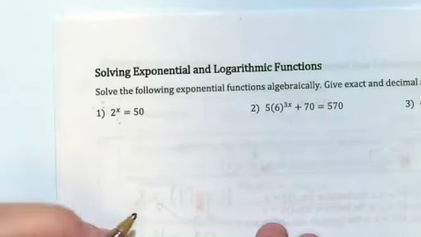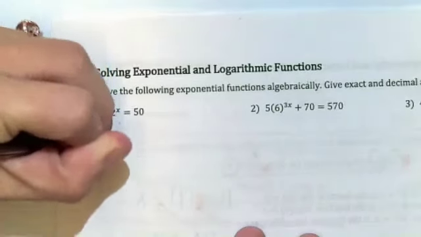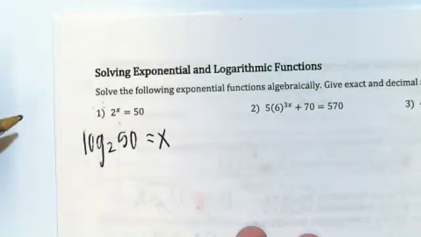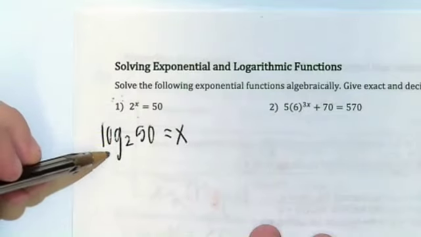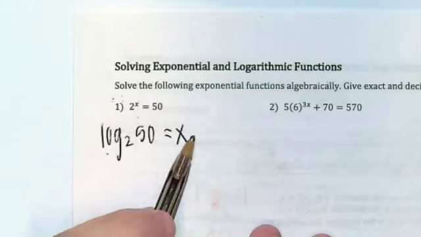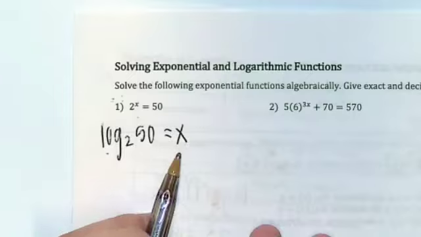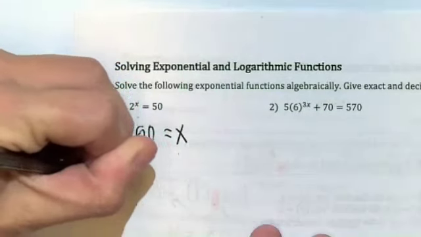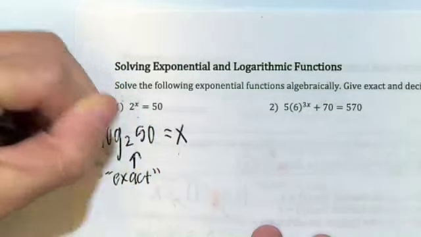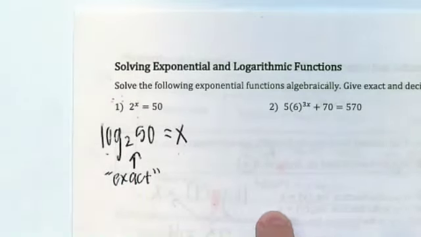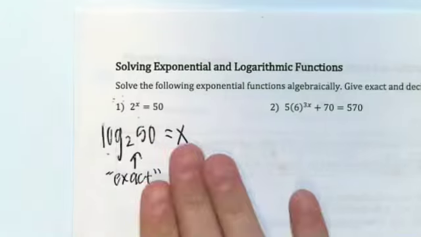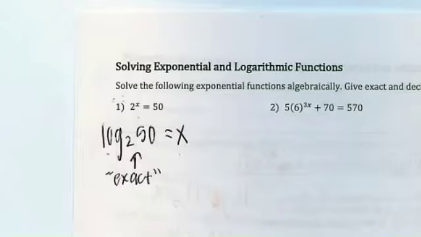So logarithmic form from here is log base 2 of 50 equals x. Do you see how changing it from exponential form to logarithmic form already put it to where x equals this thing? And I'm done. I've solved for x. This is what we call the exact form. This is as exact as it gets. We don't have to go to certain decimal places or anything like that.